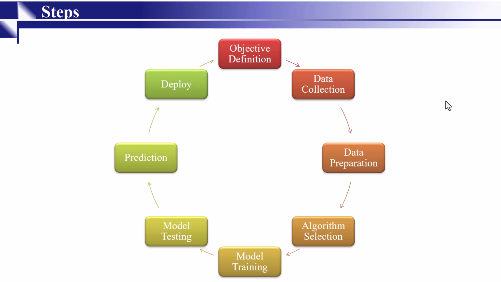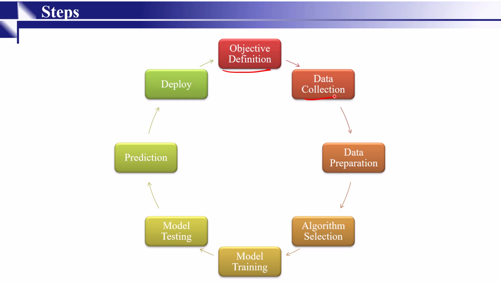So this diagram outlines a typical workflow in machine learning projects. We break it down into several key steps. The first one is objective definition. Objective definition is the initial phase where the goal of the machine learning project is defined. So it involves understanding the problem, defining success criteria, and determining what kind of prediction or classification is needed. Then we come to the data collection.